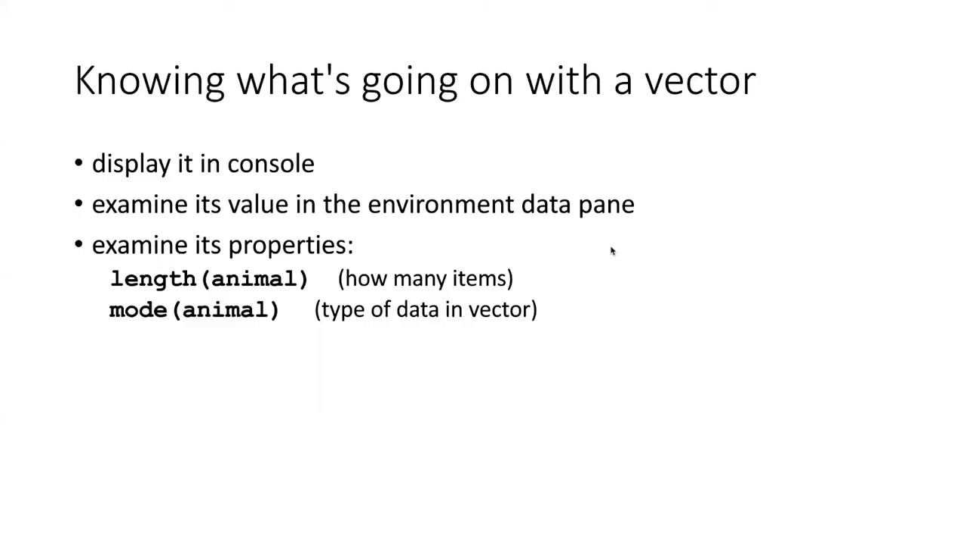It's indicating that the index of the numbers ranges from 1 through 11. So as we already saw, if we want to know about the vector, we can look in the environment data pane in the upper right. We can also just type the name of the vector and hit enter, and we can display it in the console in the lower left.